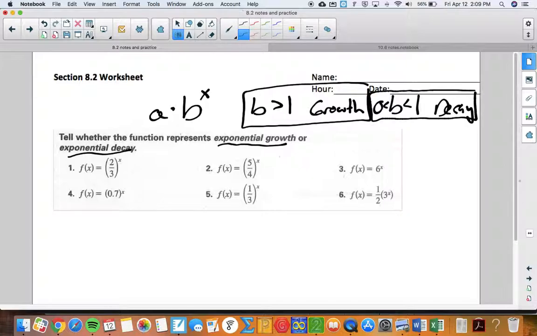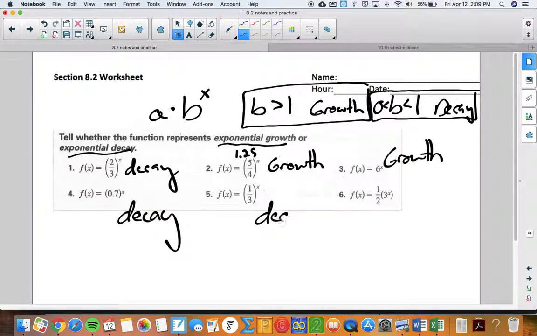We're questioning the base, and here our base is 2/3, which is less than 1. It's 0.666, so that's decay. Here it's 5/4, which is 1.25, so that's greater than 1. So that value is going to grow over time, or as we go to the right. Here it's greater than 1, so that's also growth. 0.7 is less than 1, so over time the value will shrink. That's decay.